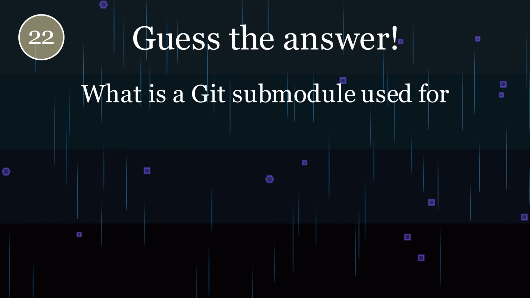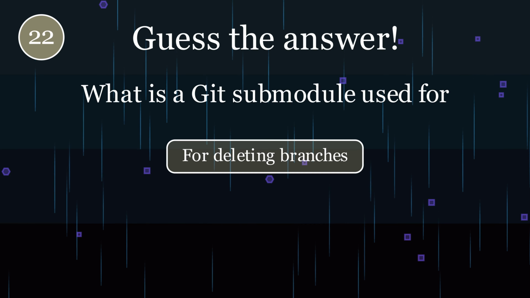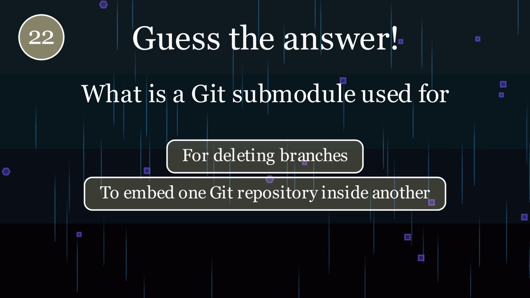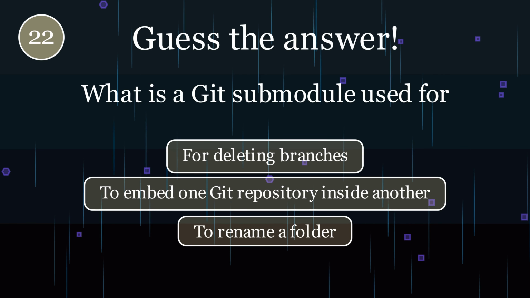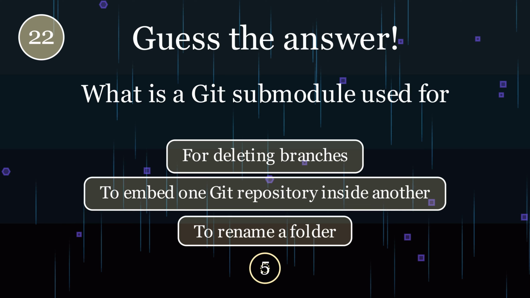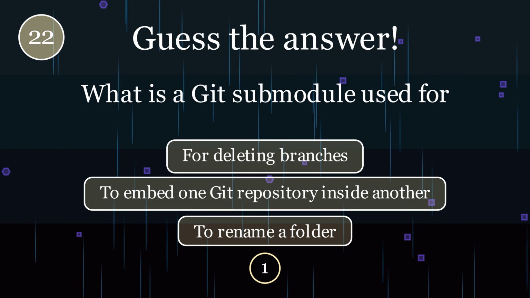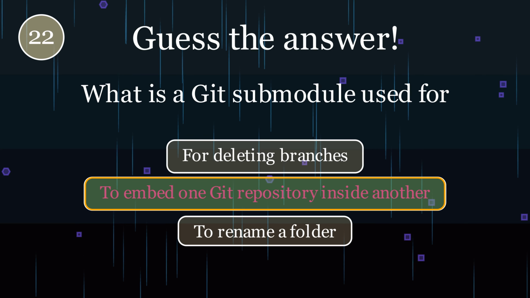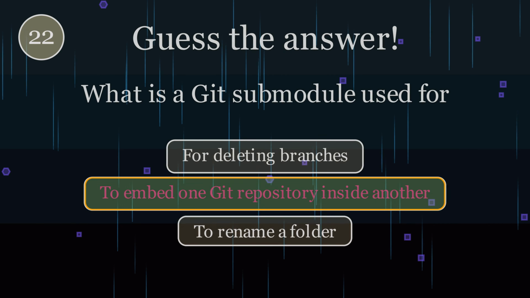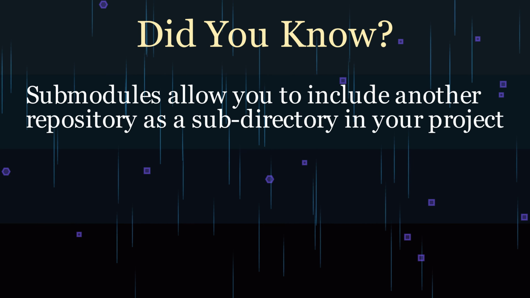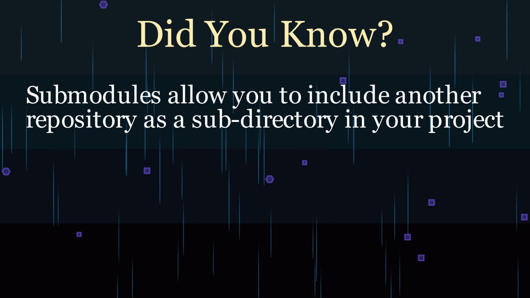What is a Git submodule used for? For deleting branches. To embed one Git repository inside another. To rename a folder. The correct answer is to embed one Git repository inside another. Here's a nugget of wisdom: submodules allow you to include another repository as a subdirectory in your project.